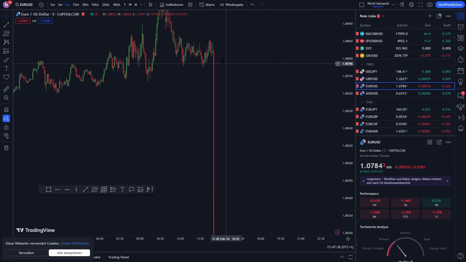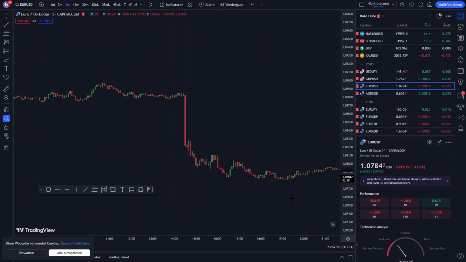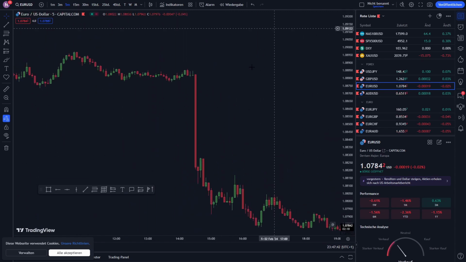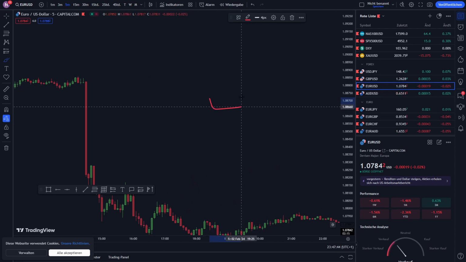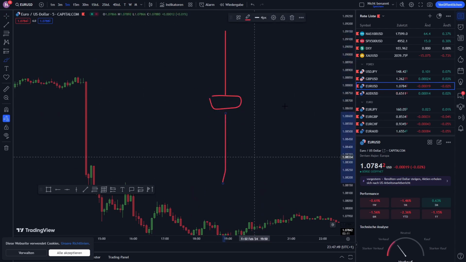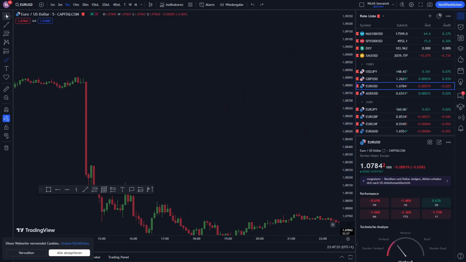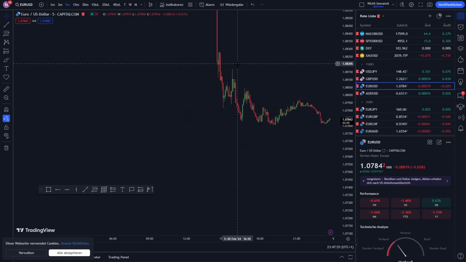This is such a big candle because this was made by news. You can clearly tell: news candles are either a really big doji in both directions, like this, or one big body candle, okay? And I think this is already everything you need to know about candlesticks.